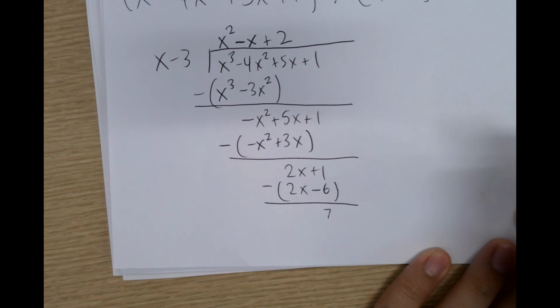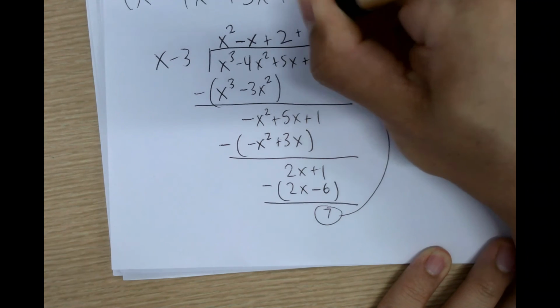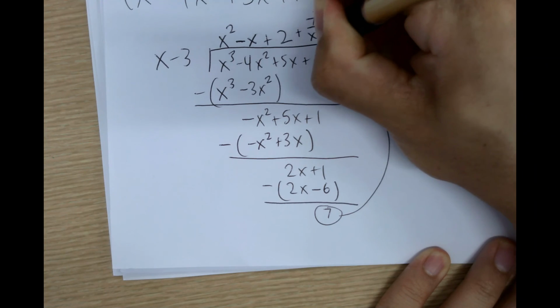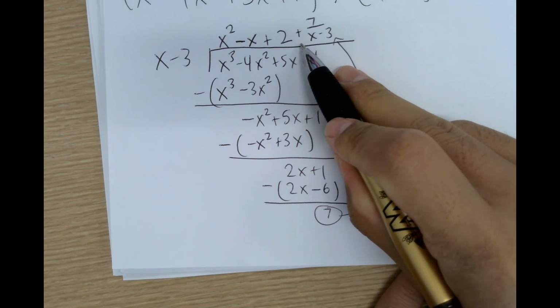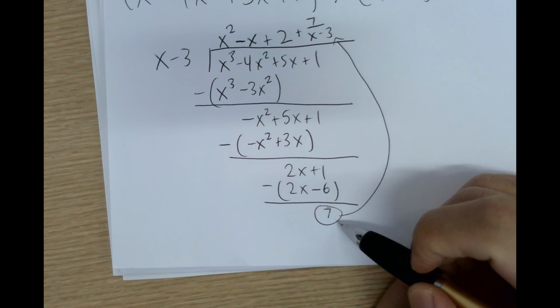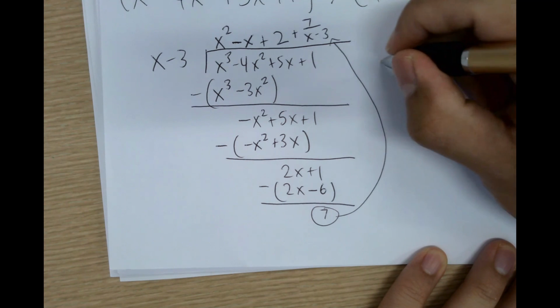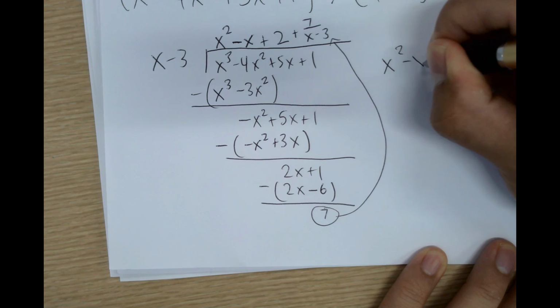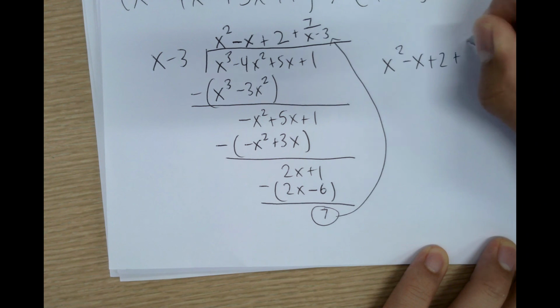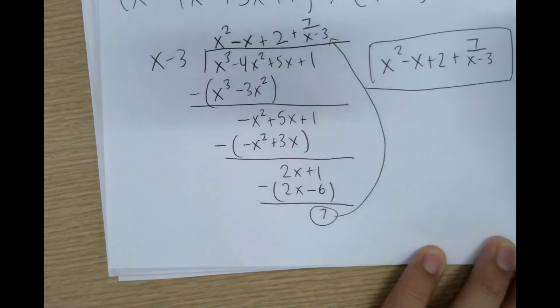Okay, so since this is the remainder, you're going to go ahead and bring it up here. You get plus 7 divided by x minus 3. The reason I know I'm going to add it is because, again, the last number, the 7, is a positive, so it's going to be plus 7 divided by x minus 3. So my answer is x squared minus x plus 2 plus 7 divided by x minus 3. And that would be my answer.